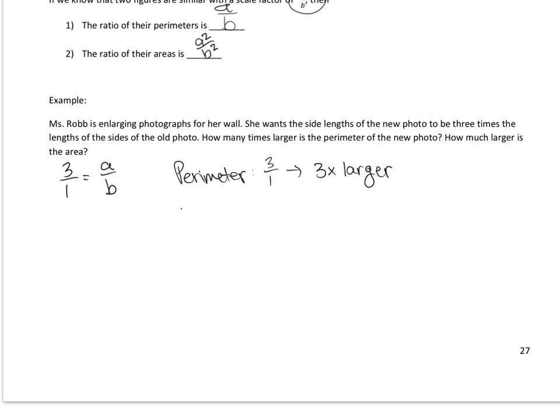However, my area is going to be in a ratio of a squared over b squared, which is 3 squared over 1 squared, or 9 over 1. So my area will be 9 times larger.